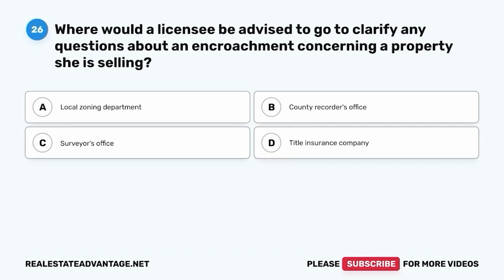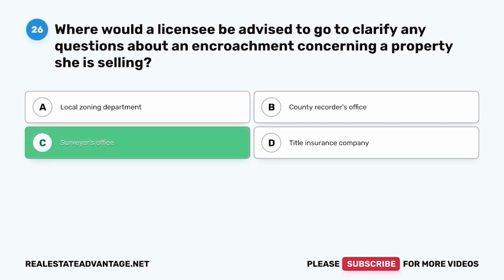Question 26. Where would a licensee be advised to go to clarify any questions about an encroachment concerning a property she is selling? A. Local zoning department. B. County recorder's office. C. Surveyor's office. D. Title insurance company. The correct answer is C.